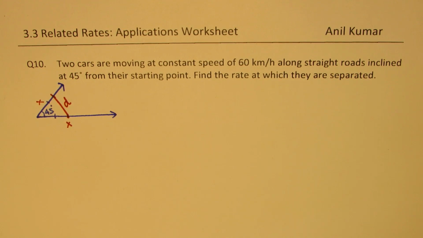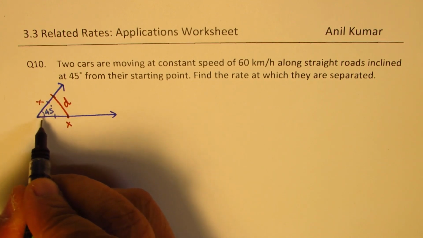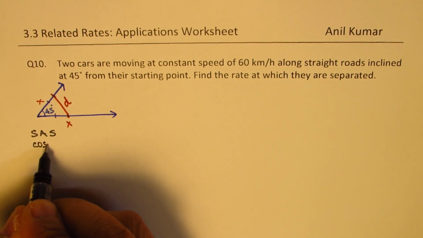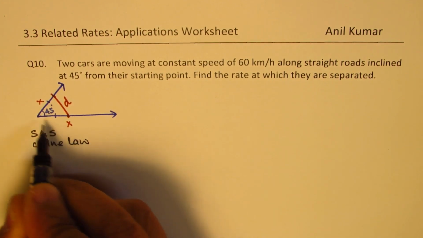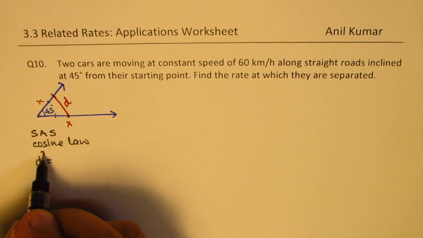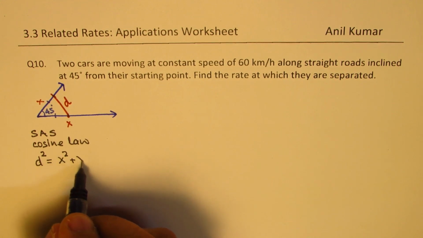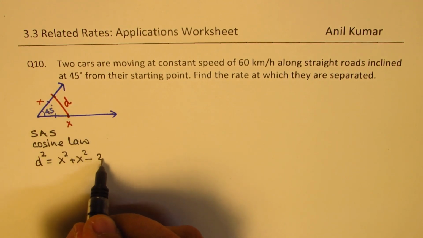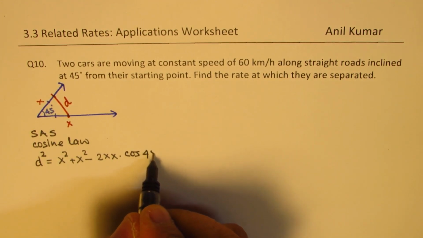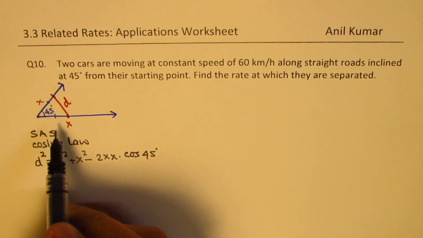Now a good reminder here is that in trigonometry, when you are trying to solve a triangle where two sides and an angle are given, the situation is SAS, right? In that case, you use the cosine law. Perfect. So we are going to use the cosine law to find D. So D square equals x square plus x square minus 2 times these times cos of the angle in between. So that is straight from the cosine law. Perfect. So that is how D will be related to that distance.